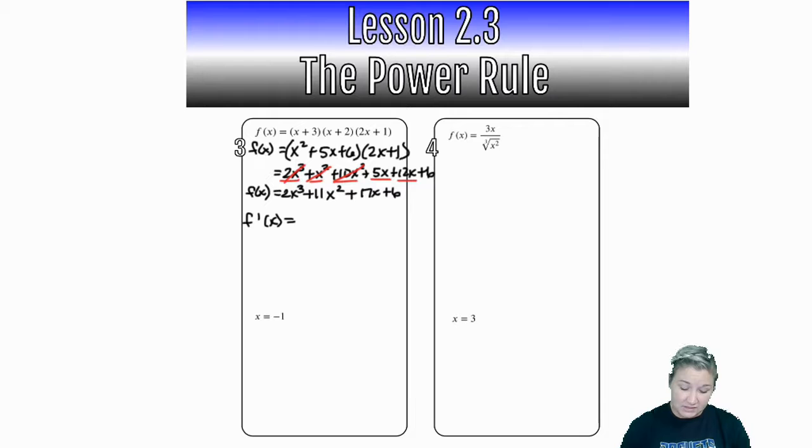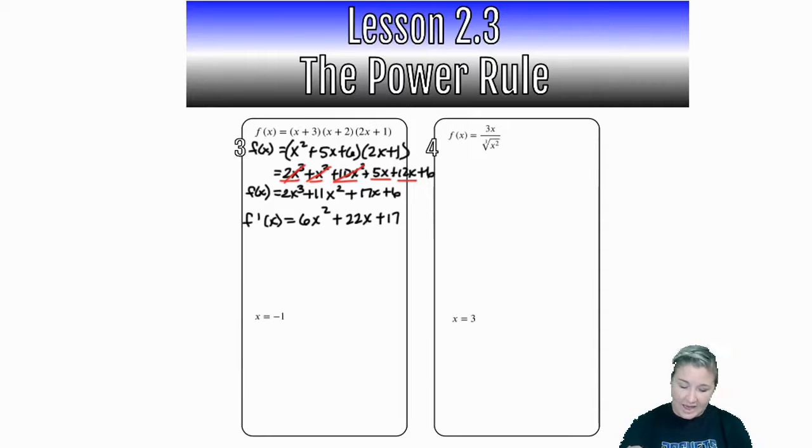So now I can use the power rule to find f prime of x. So f prime of x is going to be 3 times 2, which is 6x squared, because I'm going to knock that exponent down by 1. Then I'm going to take my exponent and multiply by 11. I'm going to get 22x, and that knocks it down, and then plus 17. So that is going to be the equation of the slope of the tangent line.